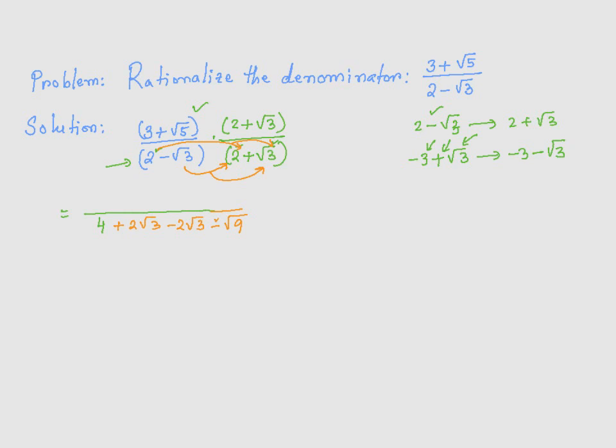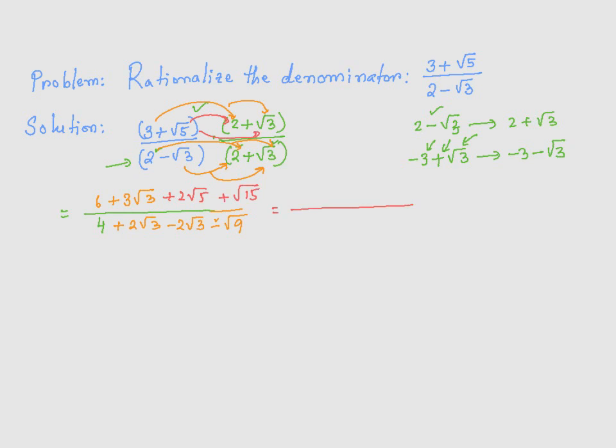And in the numerator, 3 times 2 is 6. Then 3 times square root of 3 is 3 square root of 3. Then square root of 5 times 2 is 2 square root of 5. Then square root of 5 times 3 is square root of 15. It cannot be simplified further.